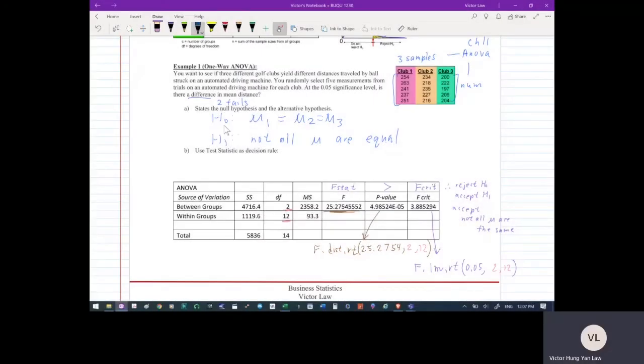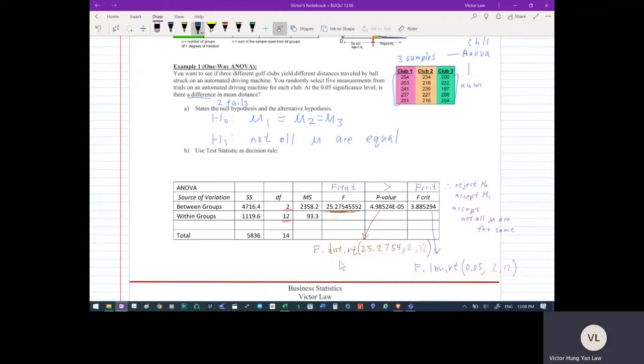For H null, we have mu1 equals mu2 equals mu3. That's our original situation: we originally assume that the mean distance traveled by all 3 clubs is the same. And H1 is what we want to prove: that not all the means are the same. Once we have H null and H1, we can move on to part B, which uses the test statistic as the decision rule.